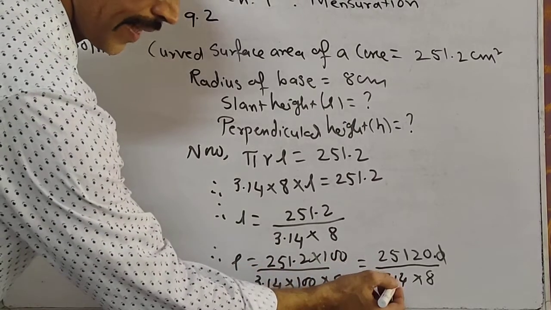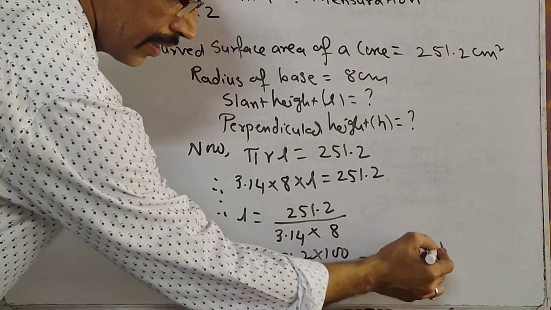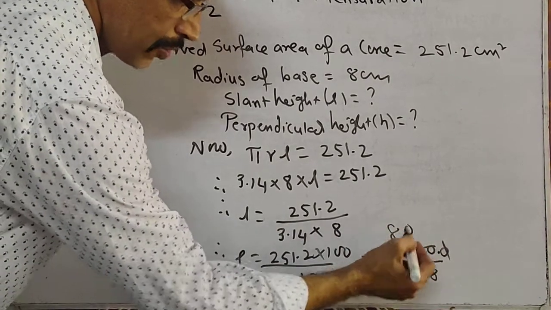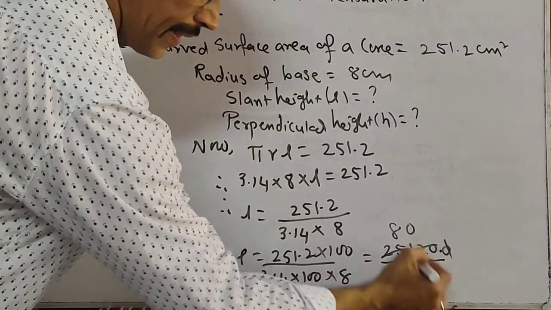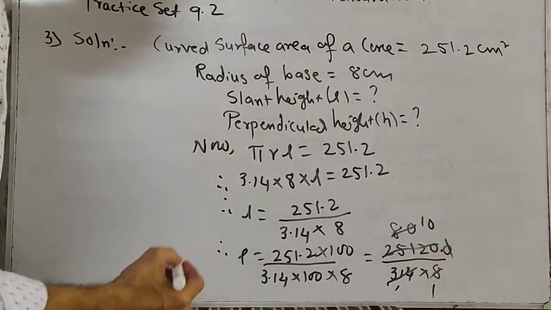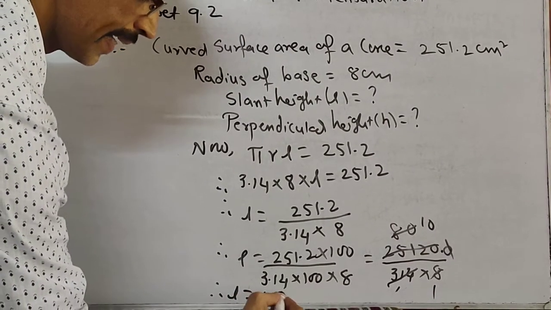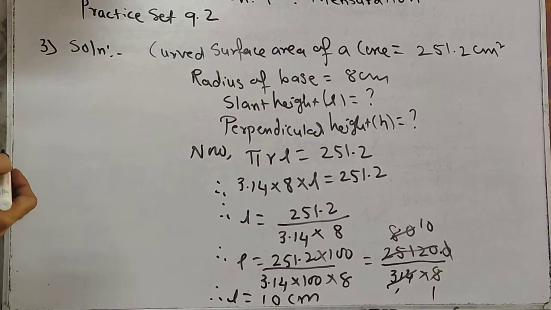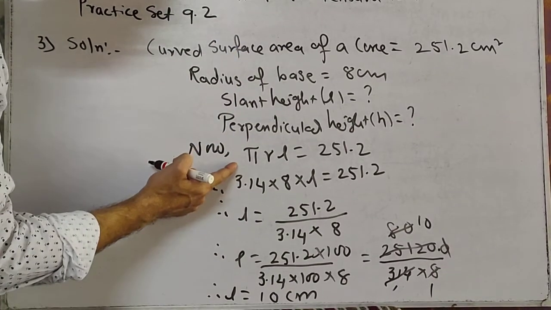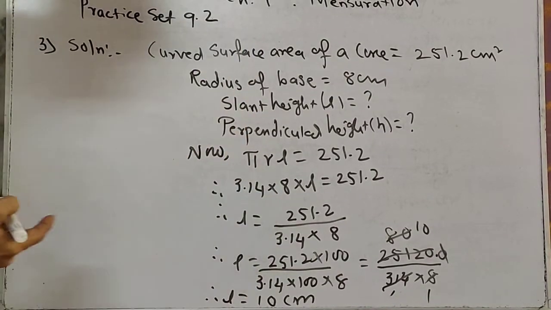Now take in the table of 314 only. 314 ones are 314, eights are, means you will get 80. Okay, 8 ones are 8, 8 tens are 80. So slant height you got now. L is equal to 10 centimeter. L you got 10 centimeter. Okay, with the help of this formula, curved surface area, pi RL, L you got 10 centimeter.